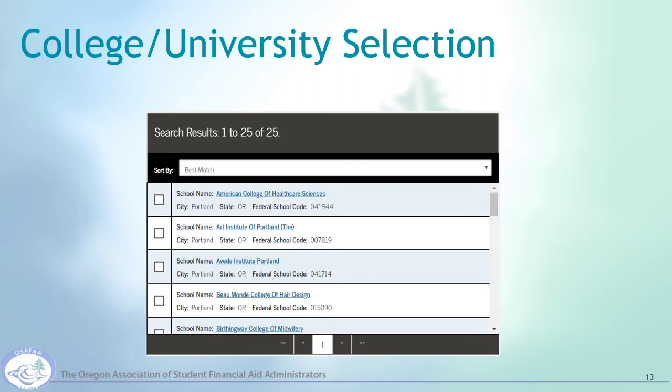On the FAFSA, I've always found it easiest to search by city and state. Portland, Oregon has 26 colleges and universities. So if a student is interested in a school in Portland, they would look through the selection, check the box or boxes of the schools that they'd like to send the FAFSA data to, and then they would begin a search for another city and state until the student has all their potential schools listed. Once the FAFSA has been processed, approximately 3 days, the student can then log into their FAFSA and add additional schools.